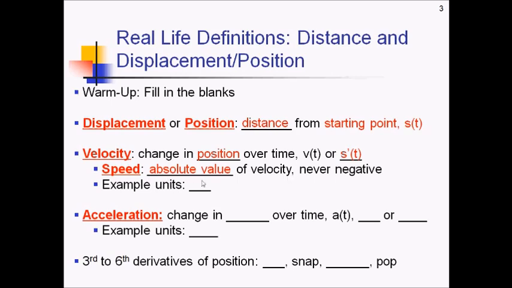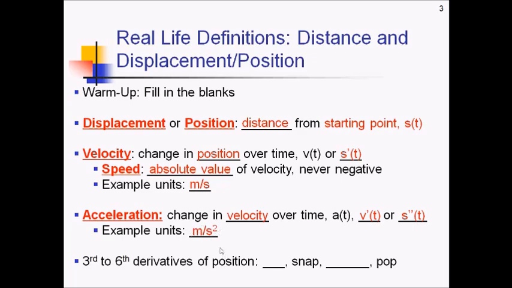Units of velocity, for example, we could use meters per second, pretty much anything per second. Acceleration now, that's going to be the change in velocity over time. We can say a of t, we can say v prime of t, because this is the derivative of velocity, or we could say s double prime of t, this is the double derivative of position. So these units are going to be meters per second squared, or feet per second squared, something like that.